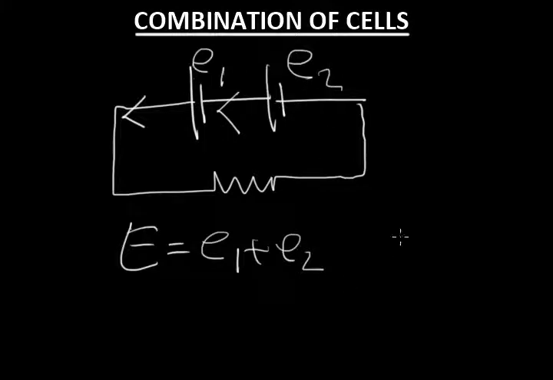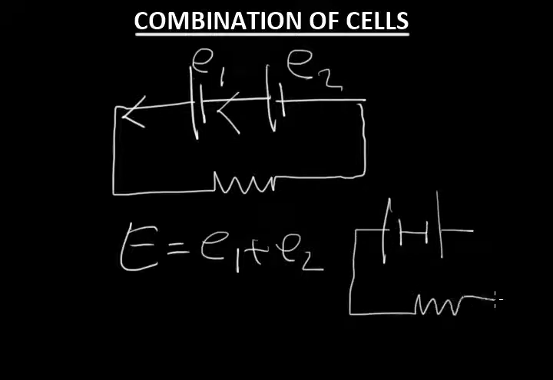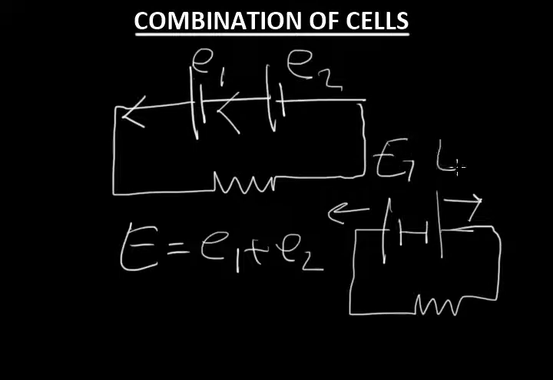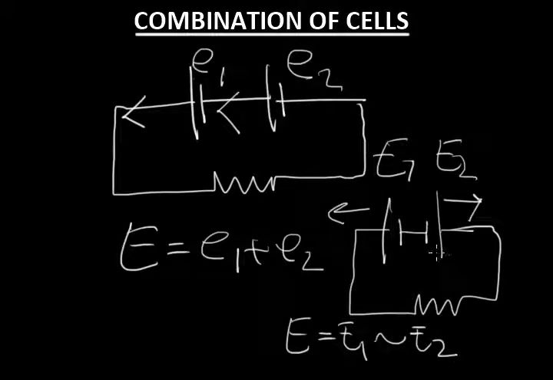Then we have a second case where we have cells in opposition. Say the cells are connected like this. In that case, as you can see very clearly, there will be two currents, one going in that direction and the other coming in this direction. So if this is E1 and this is E2, then we can write the net EMF as the difference of E1 and E2.